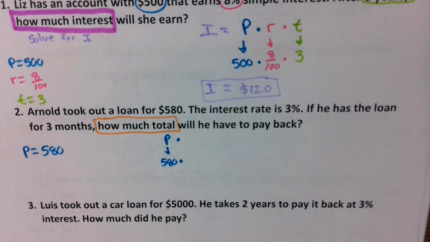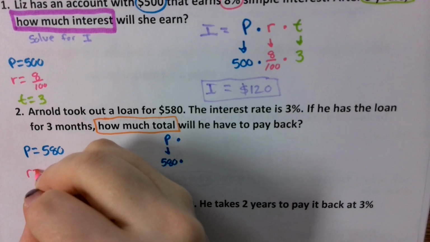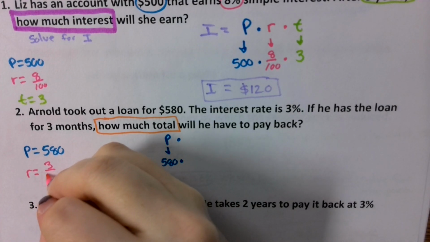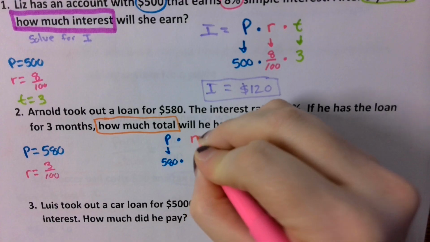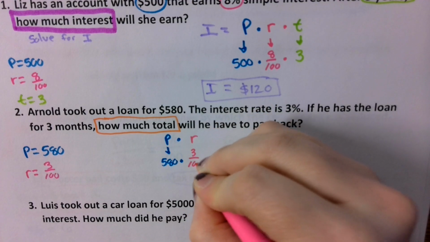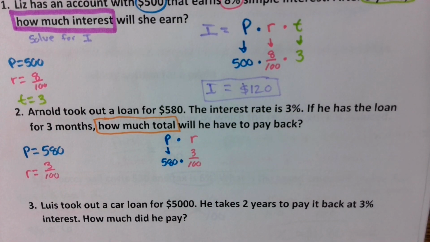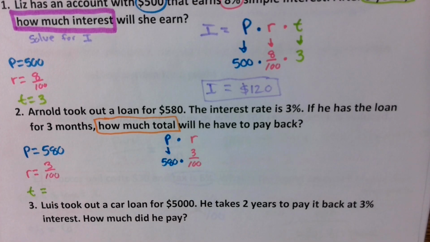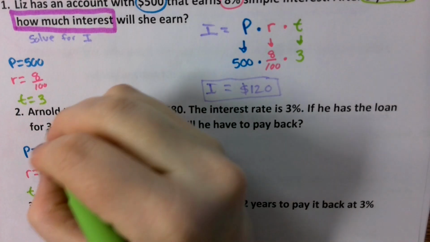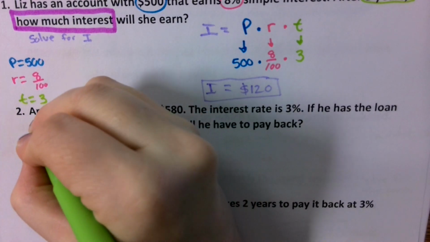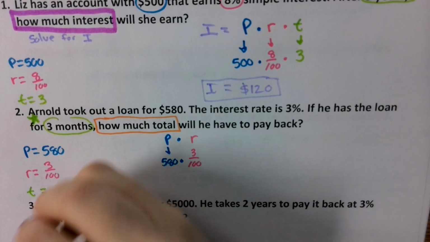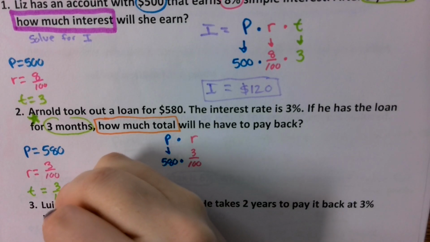The rate is our percent over 100. What is that going to be? 3% over 100. So the rate is 3 over 100. The time, what is the time? Yeah, 3 months. What did we say we had to do if it's months? Divide it by 12. Make sure you understand that little note. I'm going to put the star by it, and note 3 over 12.